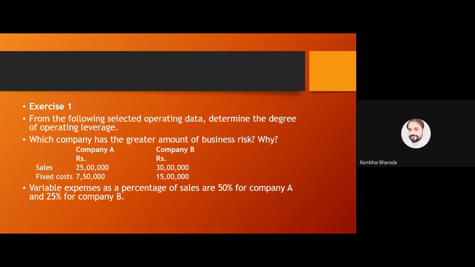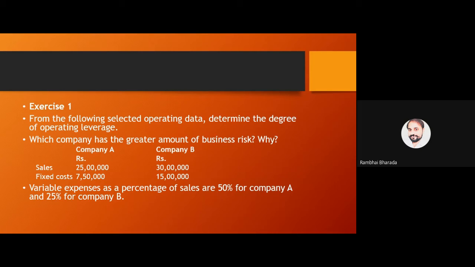minus variable cost 25 lakh, the profit is 7,50,000. Am I right? Are we clear about the calculation of profit? This is the first way.